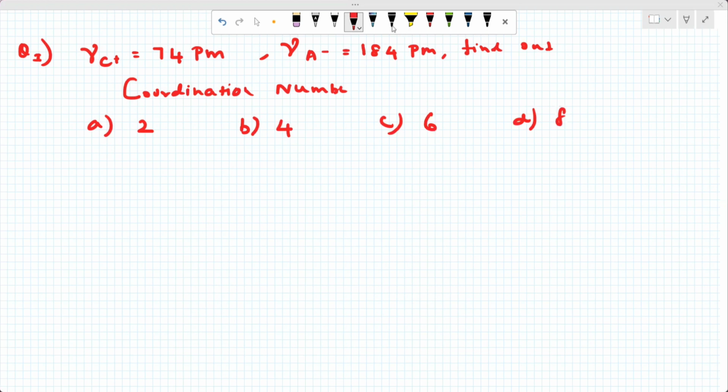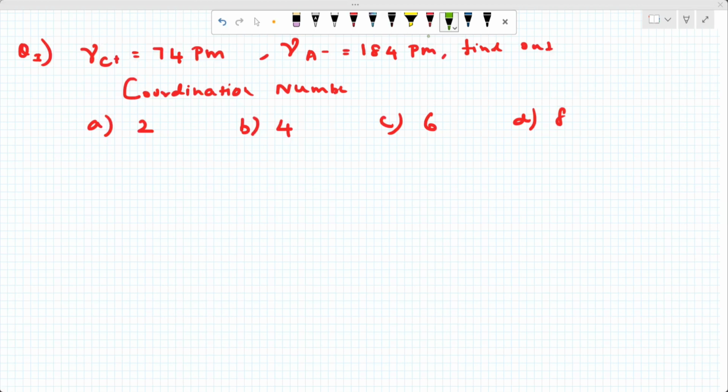It is a conceptual radius ratio rule question. What is the answer? Anyone? Send the answer. Good. I got one answer, B. Good, Chitra ma'am, good. What is the answer? The answer B is correct.